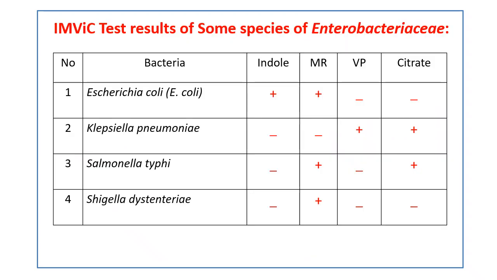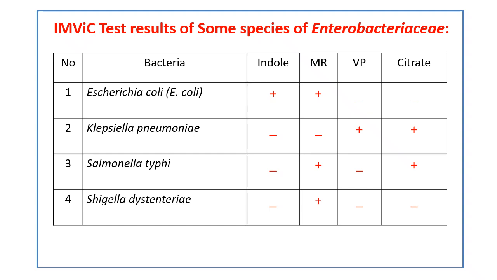In this table, you can see that E. coli is positive for indole, methyl red positive, and negative for Voges-Proskauer and citrate, while Klebsiella is negative for indole and methyl red, positive for Voges-Proskauer and citrate. Salmonella typhi is negative for indole, positive for methyl red, negative for Voges-Proskauer and positive for citrate. Shigella dysenteriae is negative for indole, positive for methyl red, negative for Voges-Proskauer, and negative for citrate.